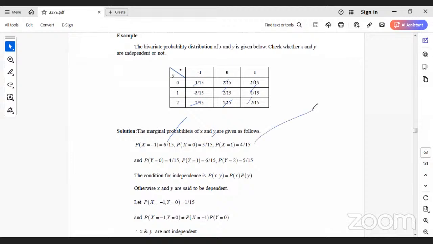Here, if x = -1 and y = 0, we check the values. Summing the column for x = -1 gives 6/15. Then for y = 0, we sum the row and get 4/15 and 5/15. See very clearly what we are taking here.